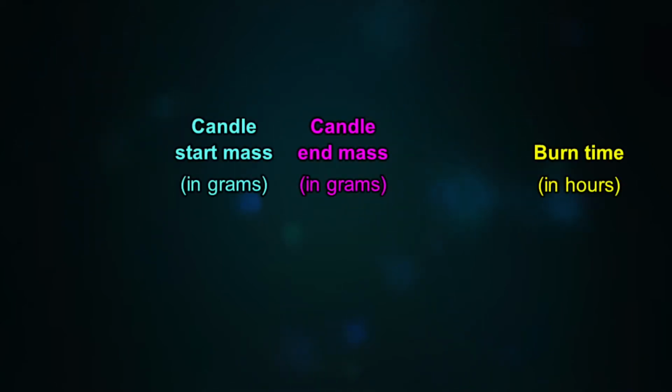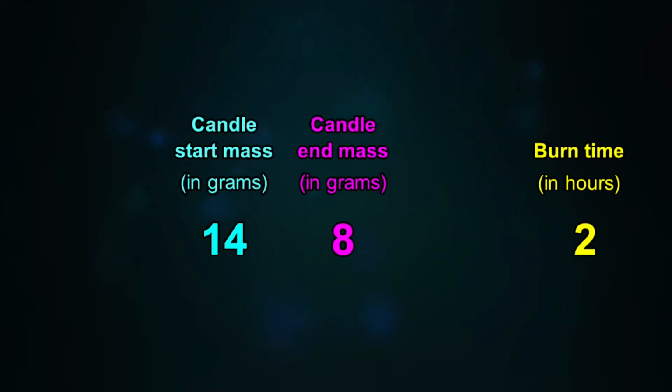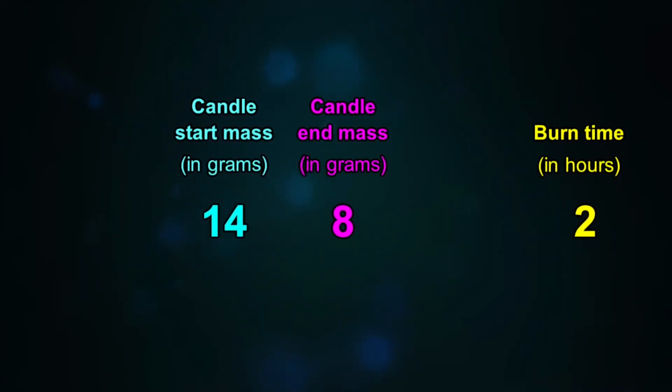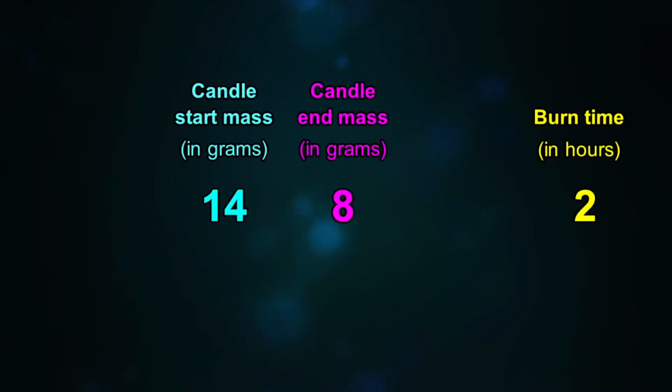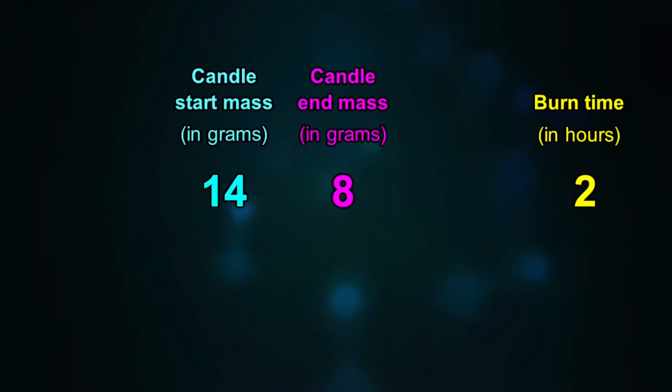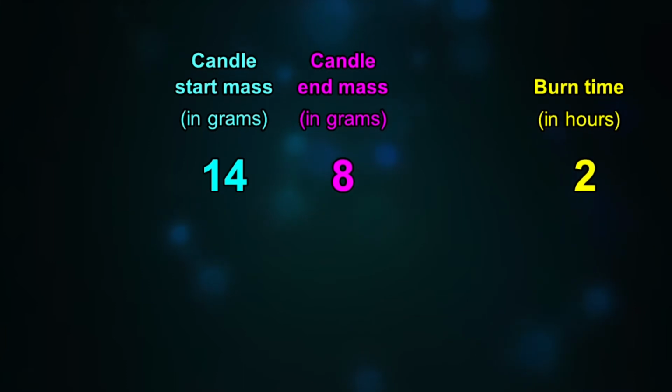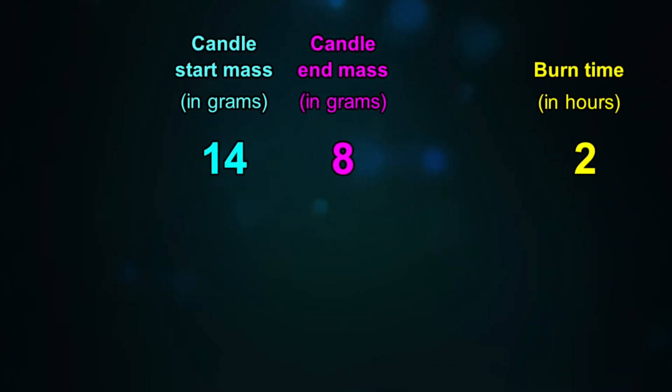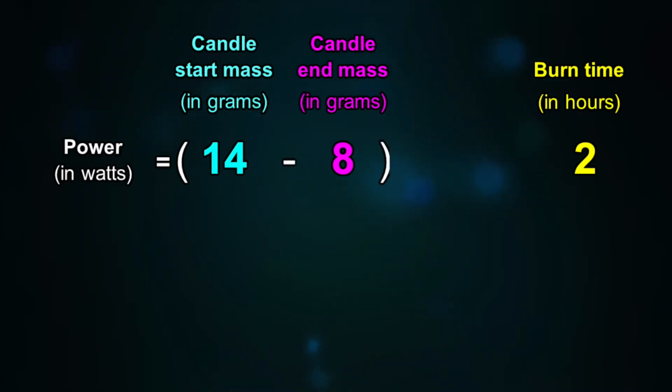Here are my results. My start mass was 14 grams, my end mass 8 grams, and my burn time was 2 hours. Here's the quick way to calculate your total candle power. There's a more involved step-by-step version at the end of this video. Put your results in instead of mine when you do your calculation. Total power equals candle start mass minus candle end mass, multiplied by 12, divided by burn time in hours.